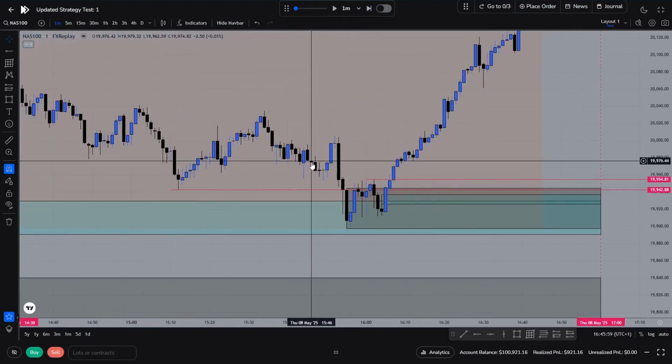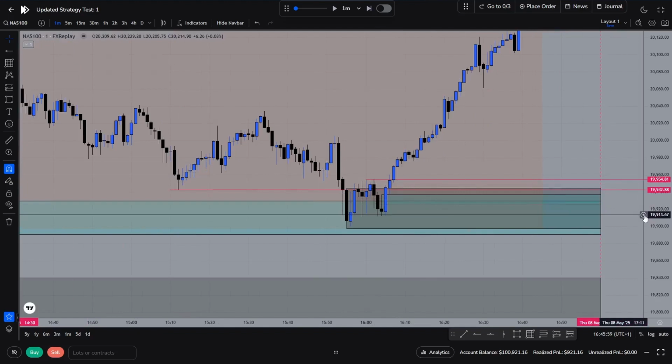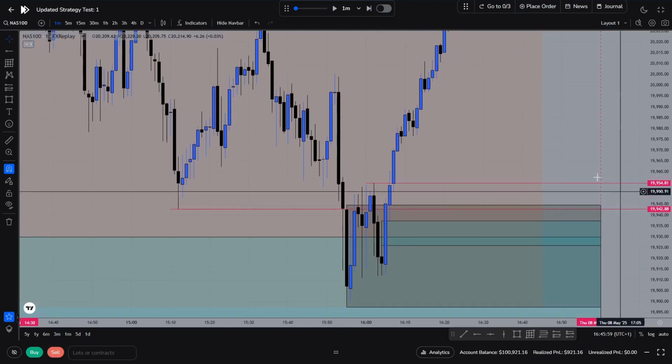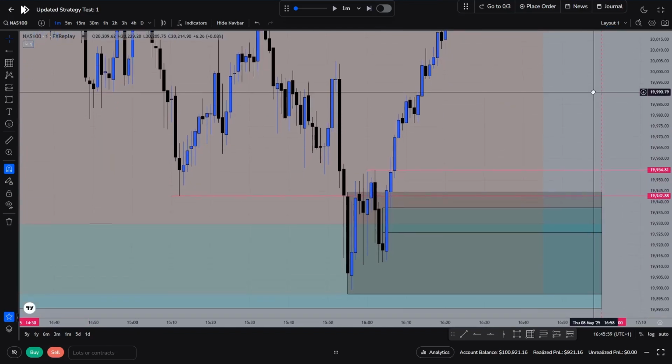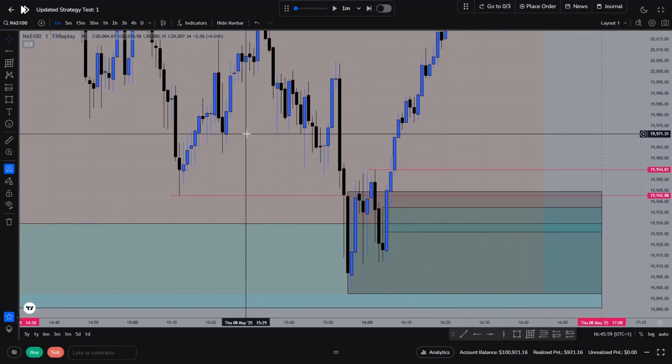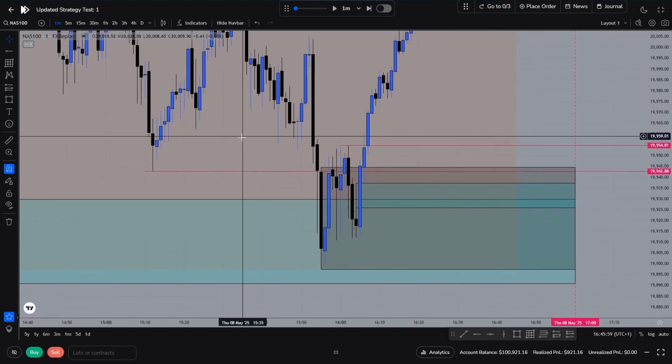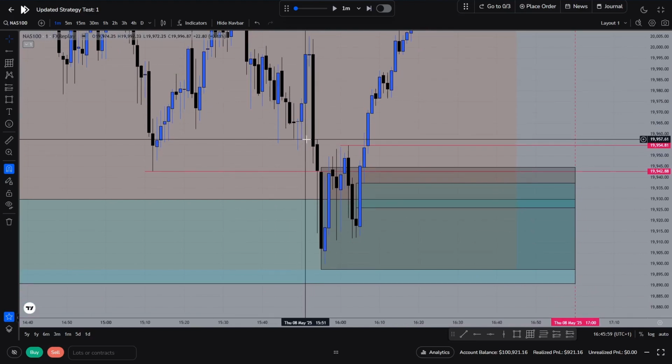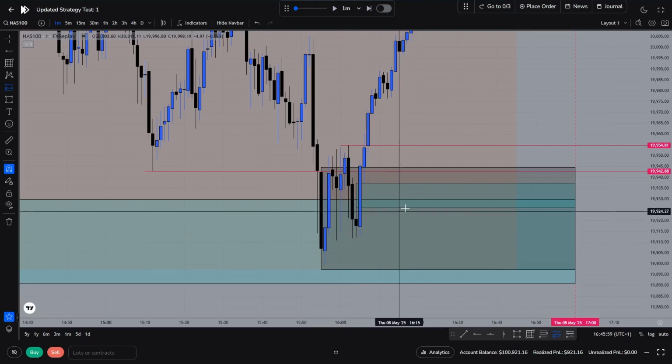1 minute. Oh, it's not really respecting the fair value. Oh, it is. It left two big fair value gaps. This right here would have been such a gamble with this massive FVG. But say I did.